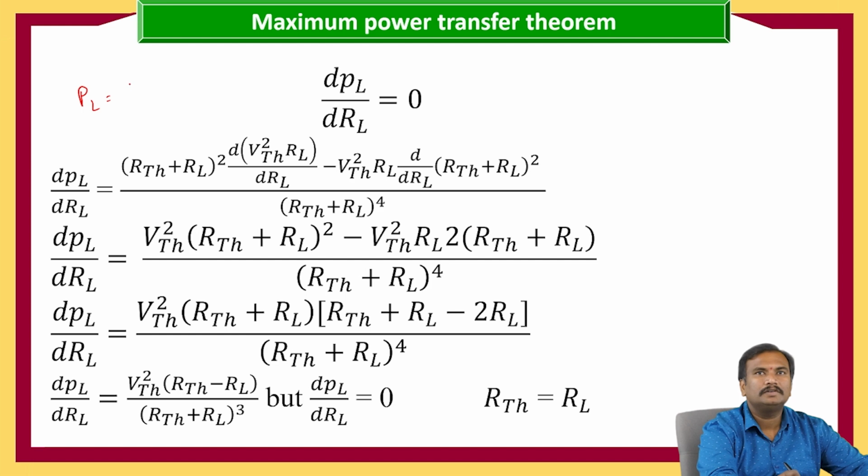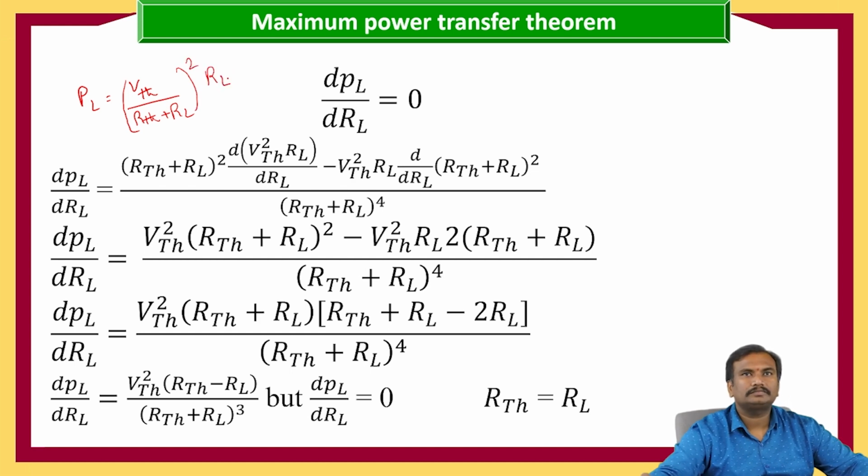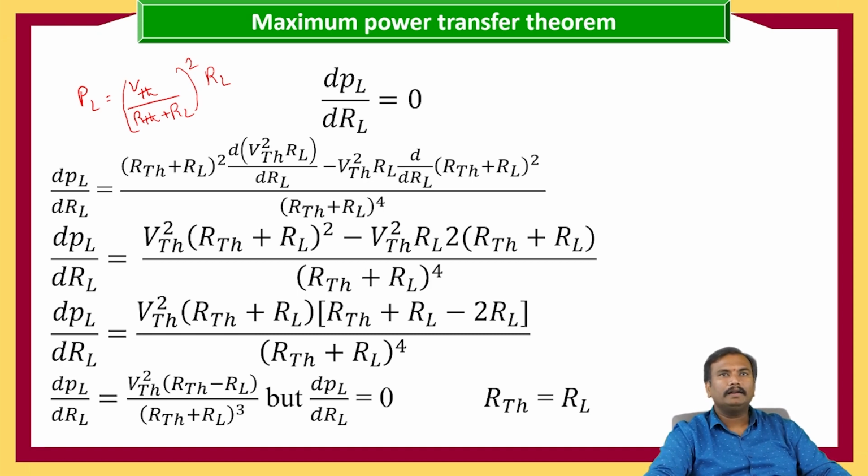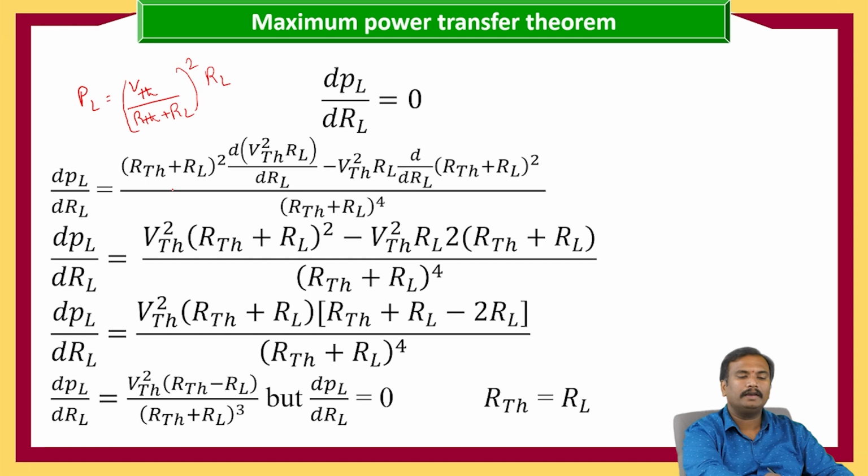We have the power equation PL is equal to VTH by RTH plus RL whole square into RL, that is I square into RL. Now we are going to differentiate the above equation with respect to RL. dPL by dRL, this is the UV formula, so V into U dash, where V value is RTH plus RL whole square into U dash.